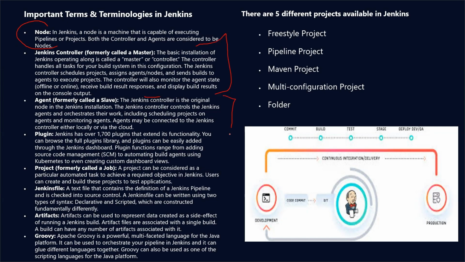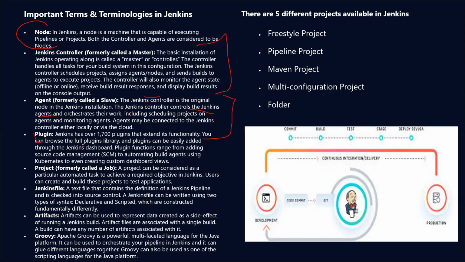And what is slave node or worker node? It is agent. Jenkins controller is the original node in the Jenkins installation, as I explained to you. So Jenkins controller controls the Jenkins agents. Agents are worker nodes or slaves, and the controller orchestrates their work, including scheduling projects on agents and monitoring agents. Agents may be connected to Jenkins controller either locally or via the cloud. Okay.